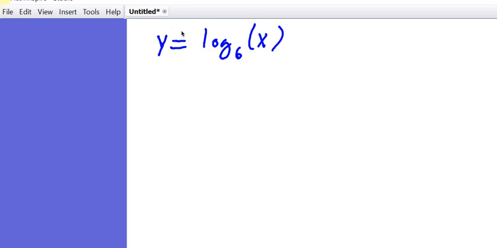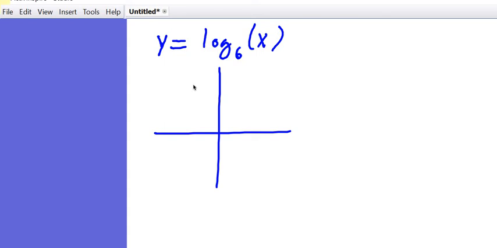All right, graph log base 6 of x. Now, here's the thing. That base of 6 is not going to change the way this graph looks very much compared to some other base, except that it tells us for sure that this is the inverse of a growth function.